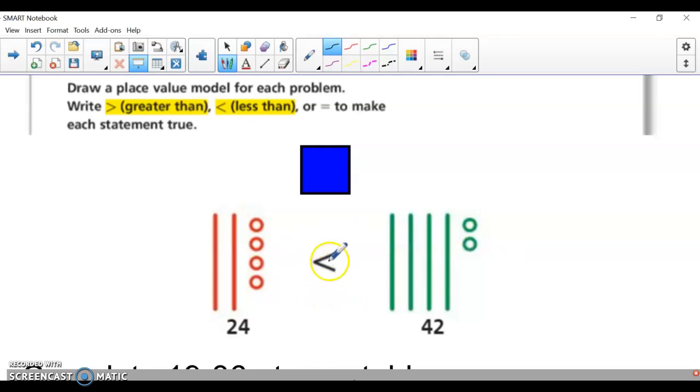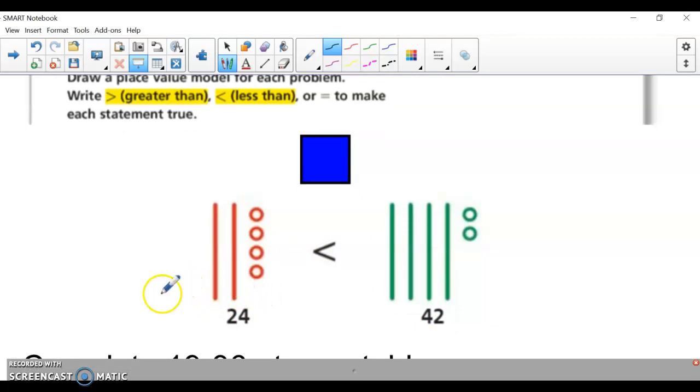So we want to get good at using these correctly. Sometimes you might have heard, think of it as an alligator mouth and it wants to eat the larger number. So the opening always points to the larger number. So this says 24 is less than 42, or you could say 42 is greater than 24. You also might have some numbers that are equal, okay?